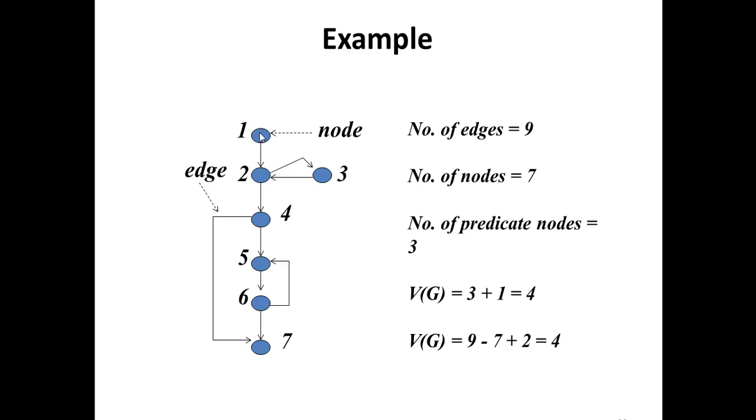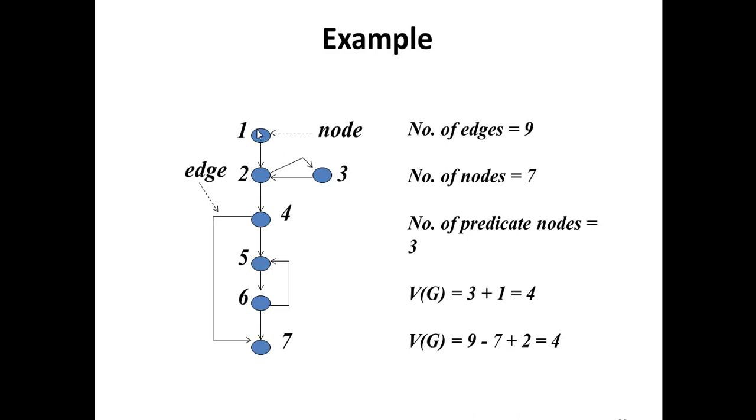We will start with node 1, we will come to node 2, then we come to node 3, then we will take this route, node 4, then 5, 6, then again we will loop through this, and then we will come to 7. So this is path 1.